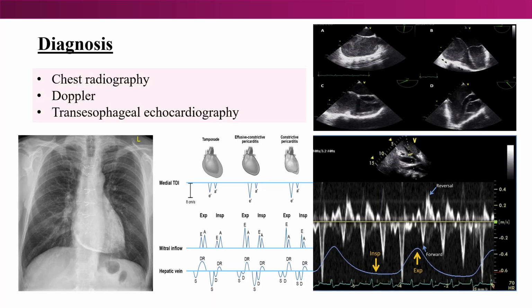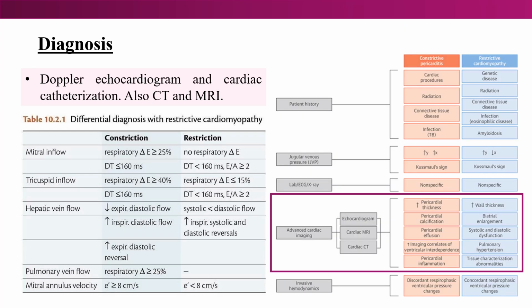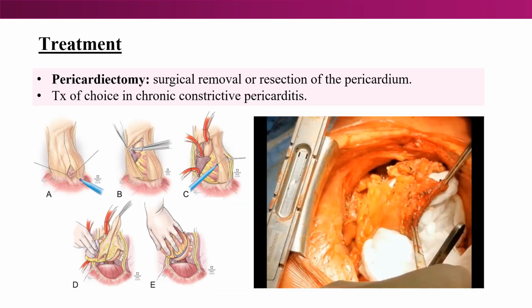Diagnosis. Chest radiography and Doppler and transesophageal echocardiography are helpful in the diagnosis of constrictive pericarditis. Doppler echocardiogram and cardiac catheterization are especially useful in the differentiation of constrictive pericarditis from restrictive cardiomyopathy, as are computed tomography, CT, and magnetic resonance imaging, MRI. In chronic constrictive pericarditis, surgical removal or resection of the pericardium, that is, pericardiectomy, is often the treatment of choice.